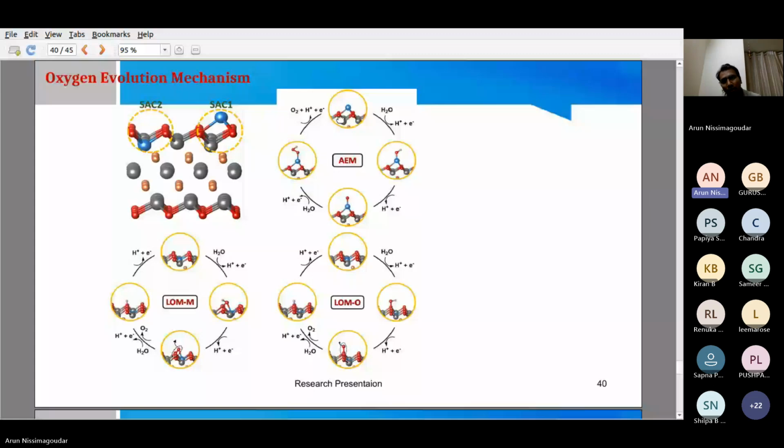Like I told in the beginning, we are following these steps. Initially, OH is coming and sitting on the metal surface, then this follows, and we finally get the oxygen. So we do different density functional theory calculations and get the free energies. That is called the Gibbs free energy, and that will give the final overpotential. We tried different mechanisms, as there are two different mechanisms for the oxygen evolution reaction.